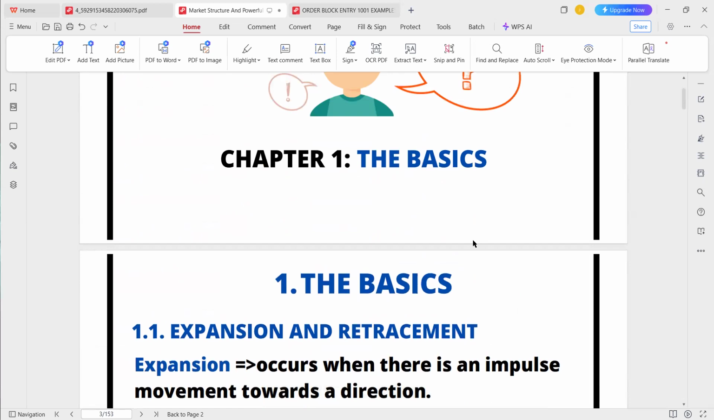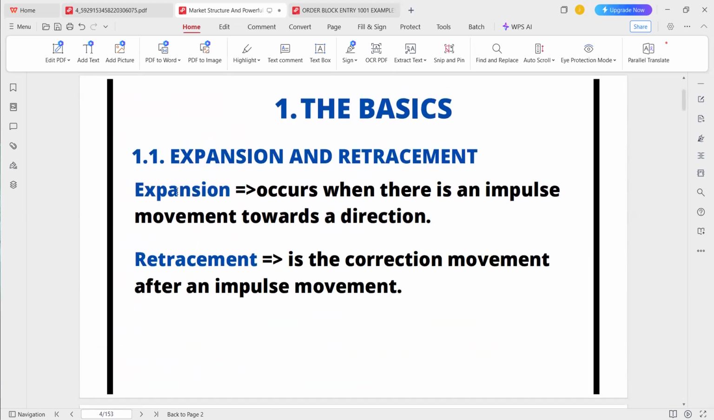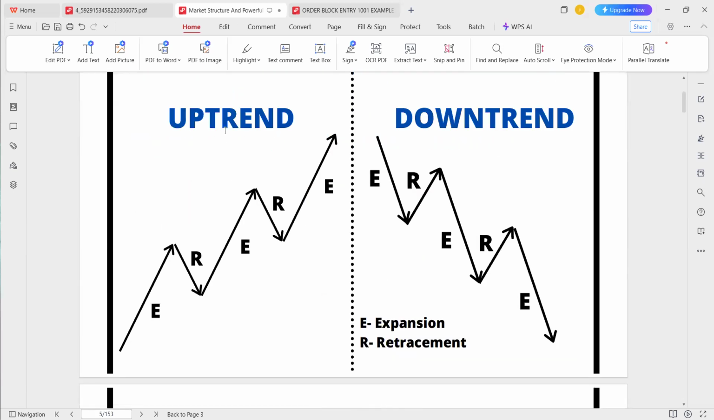So chapter 1, the basics: expansion and retracement. So what is expansion? Expansion occurs when there is an impulsive movement towards a direction. Retracement is the correction movement after an impulsive movement. Here you see the author gave us a nice clean illustration of an uptrend. So this is the expansion move.